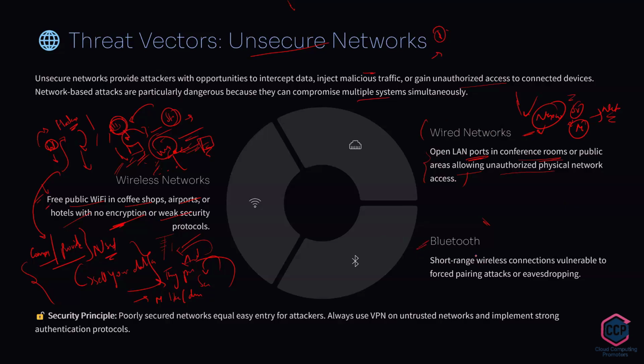Bluetooth: short-range wireless connections are vulnerable to forced pairing attacks. So if your Bluetooth is on or your AirDrop is accepted from everyone, what will an attacker do? He'll try to send some malicious file, signal, or script to open AirDrops or receivable Bluetooth devices, where he'll intercept that data to manipulate you or to steal your data.